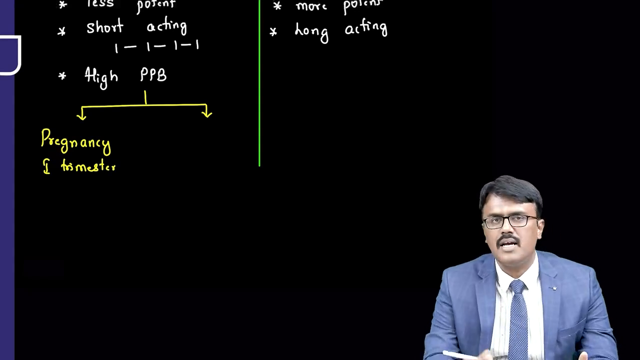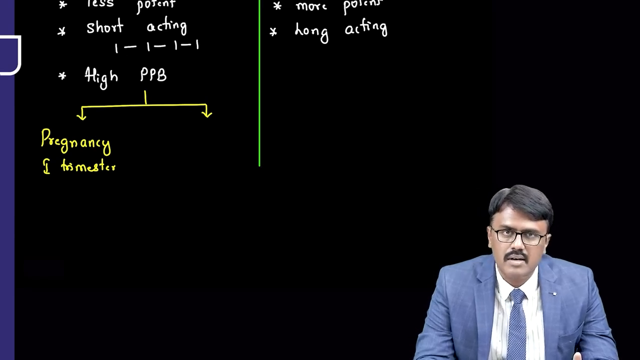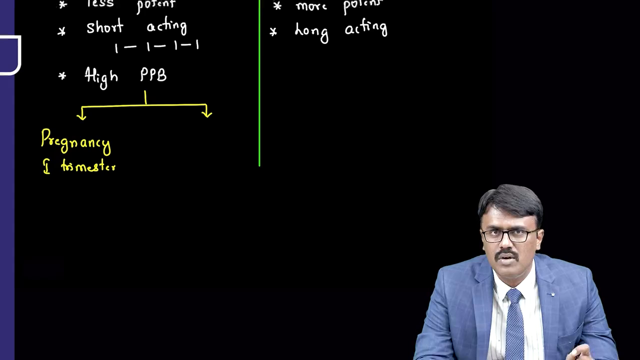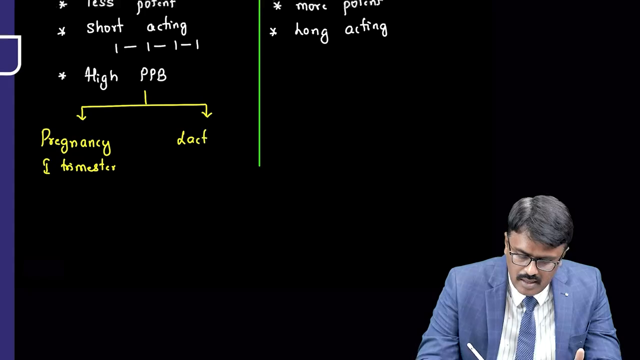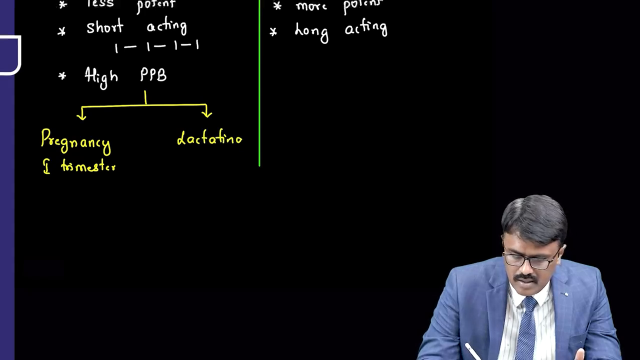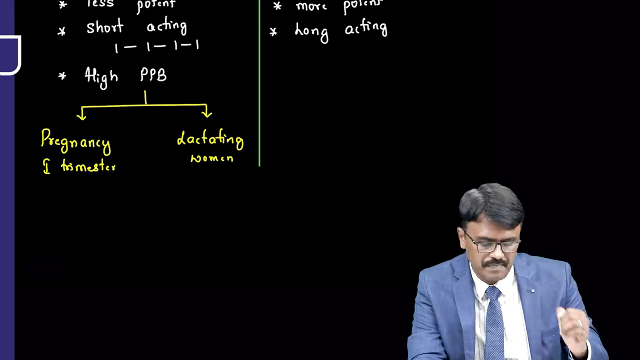Suppose a pregnant woman has hyperthyroidism and she is in first trimester. What is the preferred drug? It is propylthiouracil. Now it is also preferred in a lactating woman, because here also it will not come into the breast milk so easily.